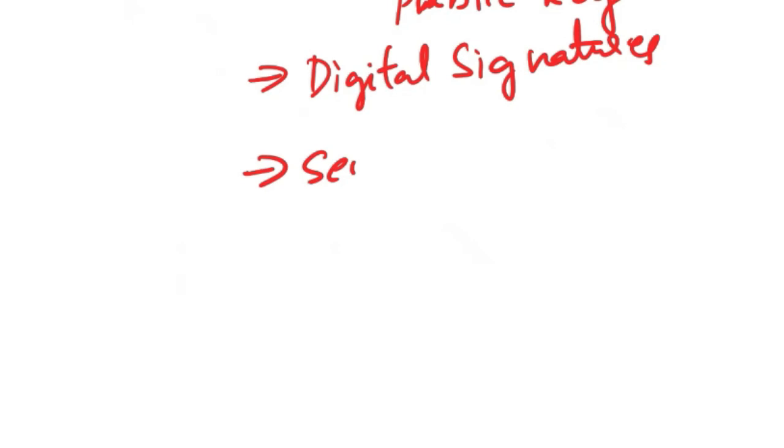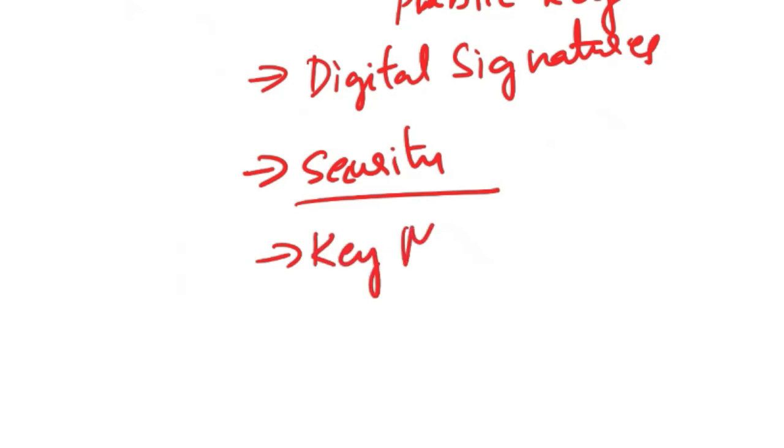Next, security. Asymmetric encryption algorithms provide strong security guarantees even against powerful adversaries with significant computational resources. The security of asymmetric cryptography relies on the mathematical complexity of key pairs, making it resistant to brute force attacks and other cryptanalytic techniques.